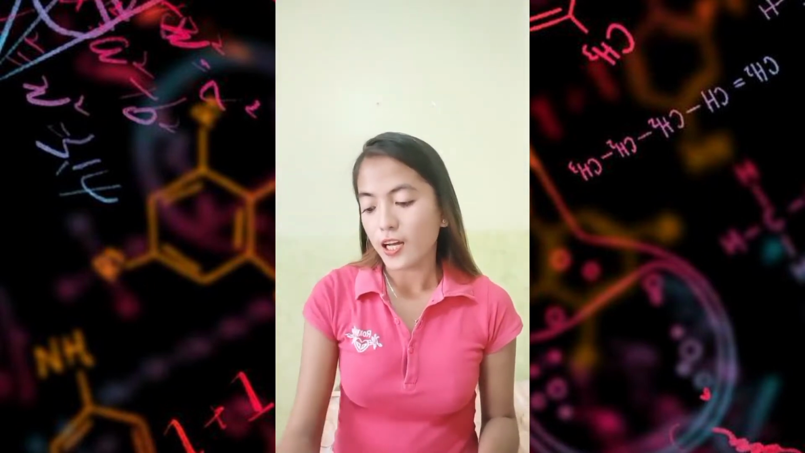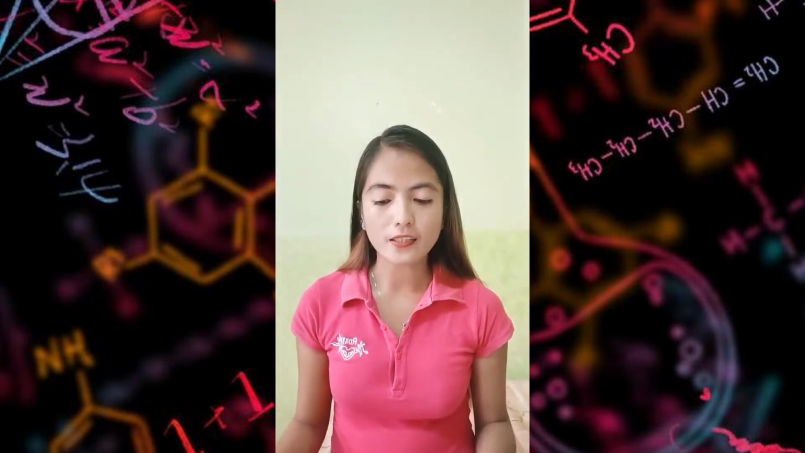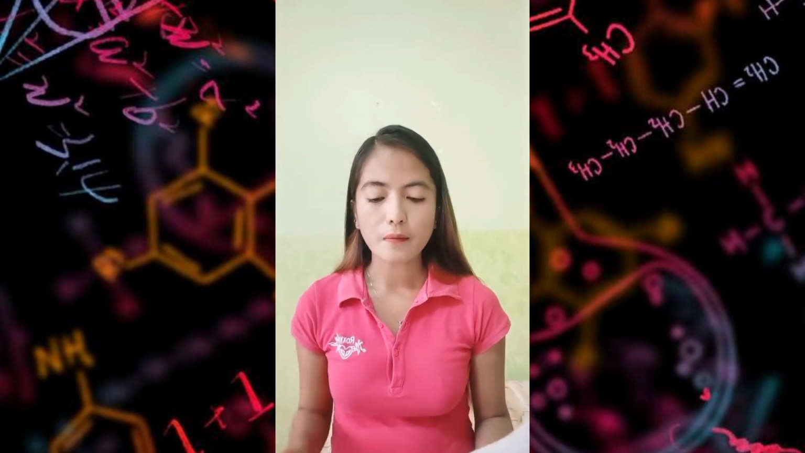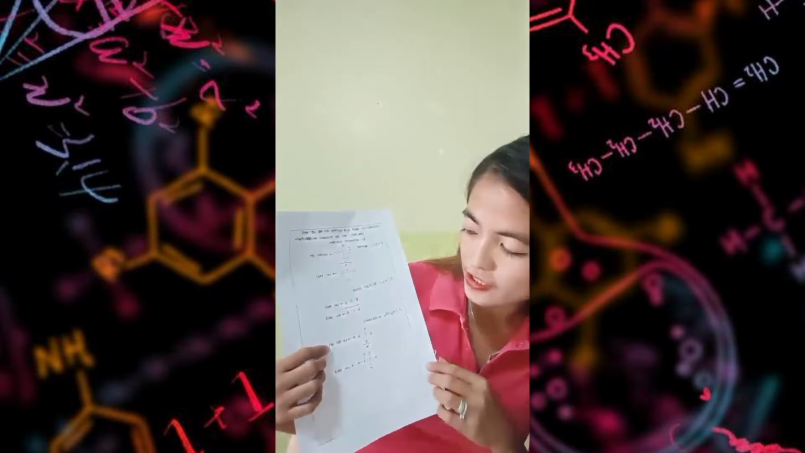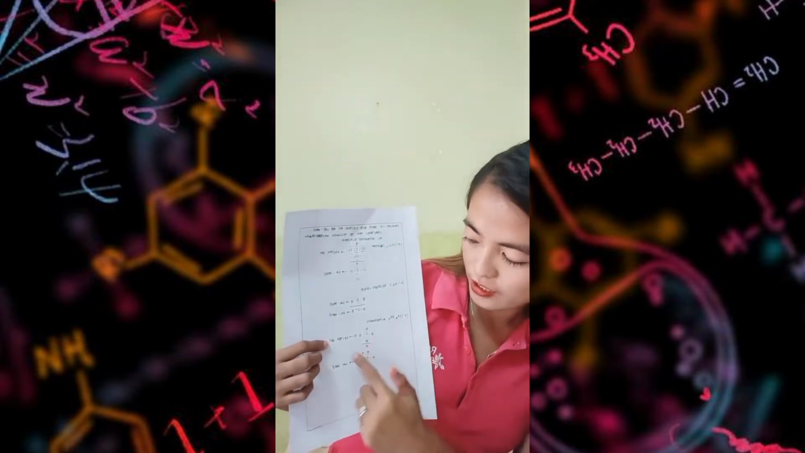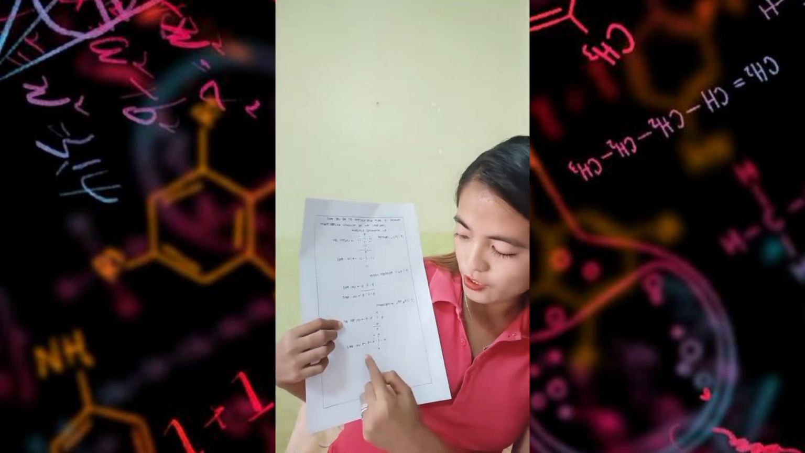C. CH3NH2, methylamine. This is the electron dot, and this is the line bond.